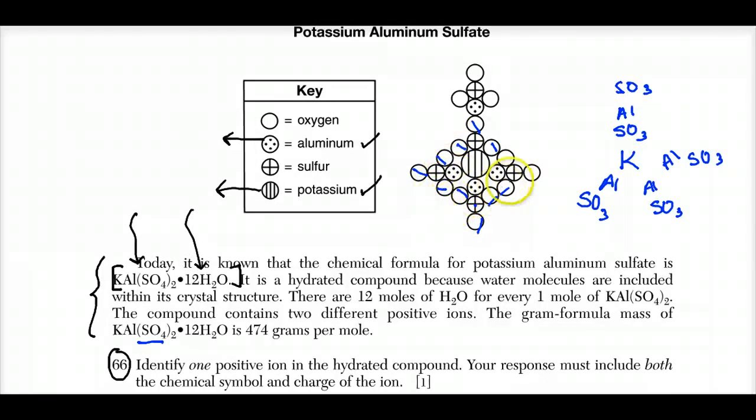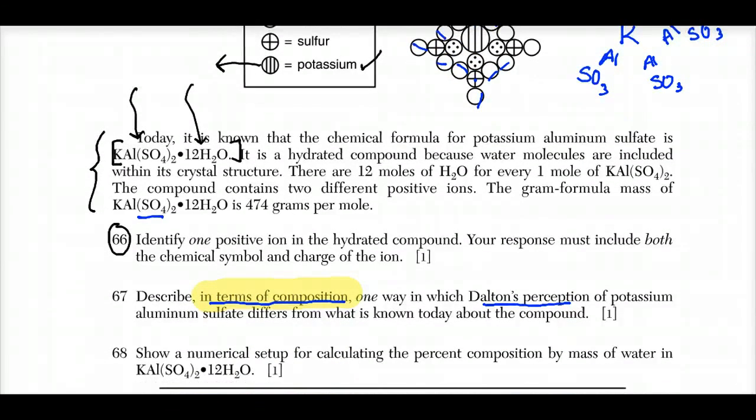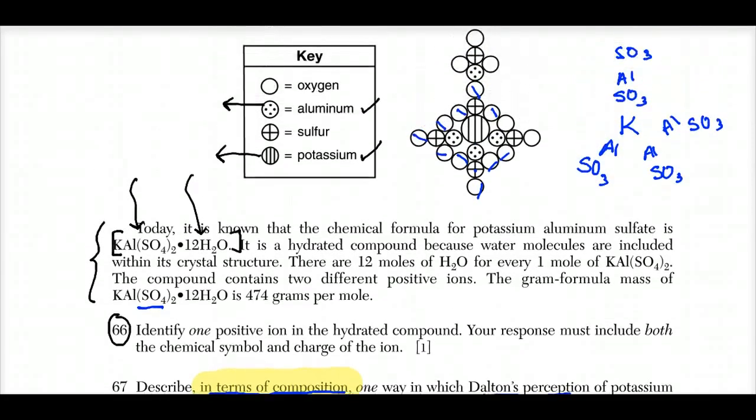Now, what else does he have? Well, he has 1, 2, 3, 4 aluminums. And okay, we've got 1 aluminum, and there doesn't seem to be any water. So there are many ways you can go about this, but what's the question? In terms of composition, one way in which Dalton's perception of potassium aluminum sulfate differs from what's known today. Well, he has 1 potassium for 4 aluminums. I could state he has more aluminums. He also has more sulfates or sulfites, SO3. So many ways to go about this.